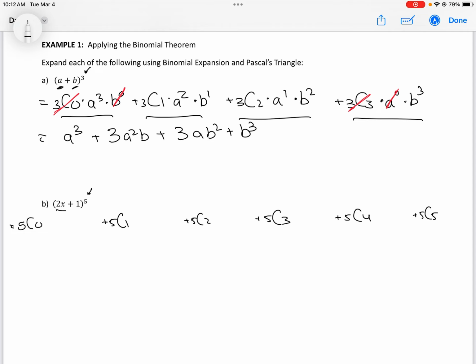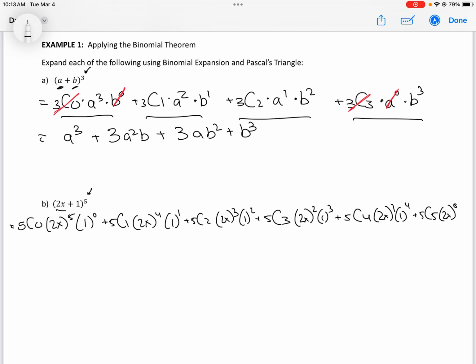Now, 2x. (2x) to the 5, (2x) to the 4, (2x) to the 3, (2x) to the 2, (2x) to the 1, (2x) to the 0. I would put those in brackets because the exponent applies to both the 2 and the x. Now, 1 to the 0, 1 to the 1, 1 to the 2, 1 to the 3, 1 to the 4, and 1 to the 5. Okay?